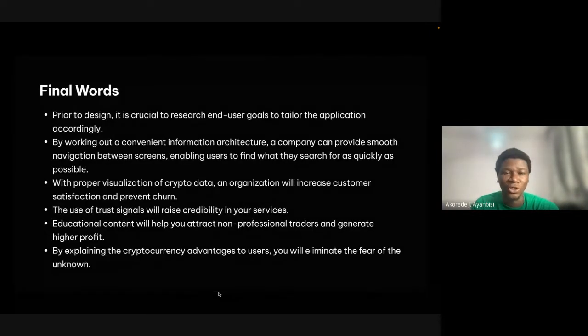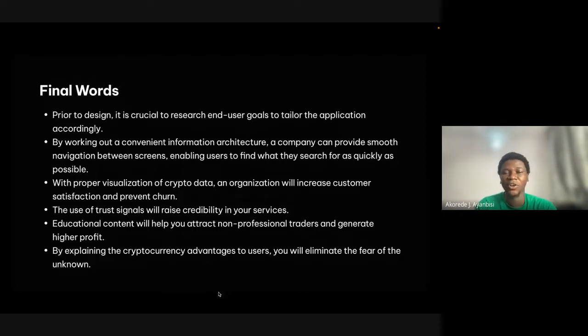And final words on these are, one, prior to design, it is crucial to research end user goals to tailor the application accordingly. Like I said, there are a lot of subsectors in Web3. There are a lot of categories of Web3, from decentralized, we have NFT, we have pool, there are a lot of parts of Web3. So you should research your end user goal so that you can tailor it to the application you are designing.